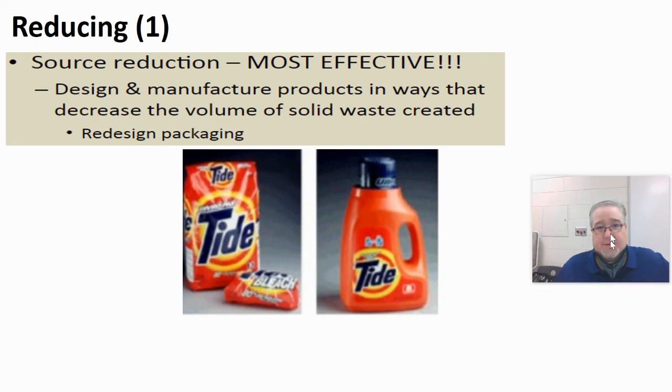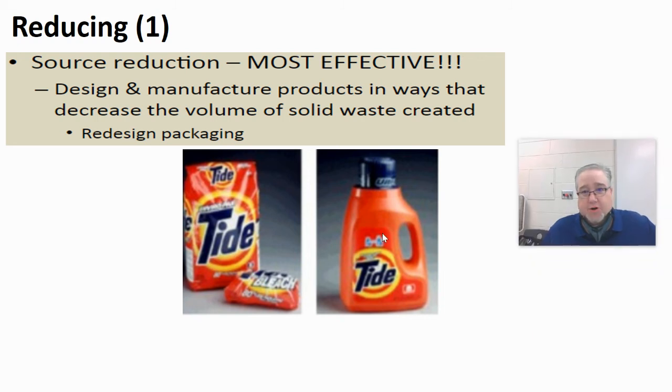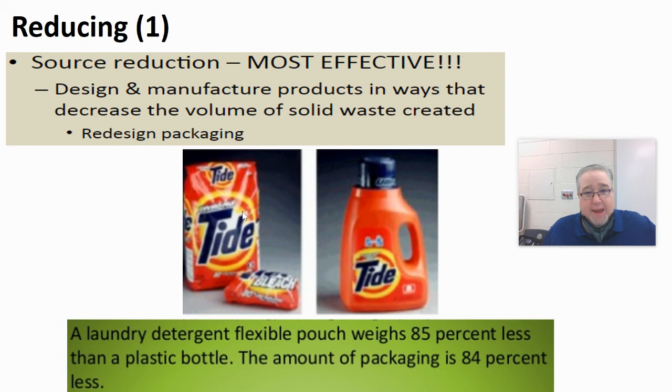Here's a really good example. This is some laundry detergent, Tide. This picture on the right shows the traditional plastic container that this comes in, and you can still buy those in the stores. But they've actually made a more environmentally friendly packaging. This is mainly made out of paper, so it's more biodegradable, more compostable, and it actually weighs 85% less than the plastic container. So by throwing out this packaging, you're throwing less into the waste stream, and it's probably less toxic than plastic.